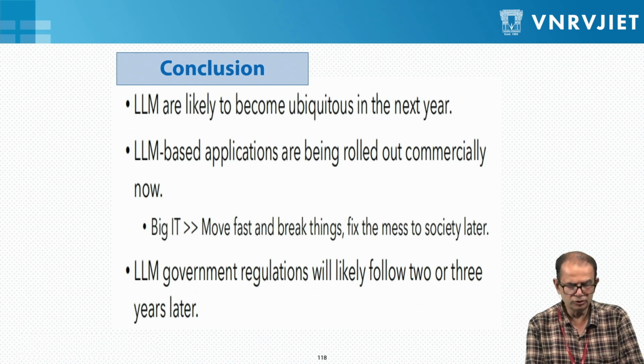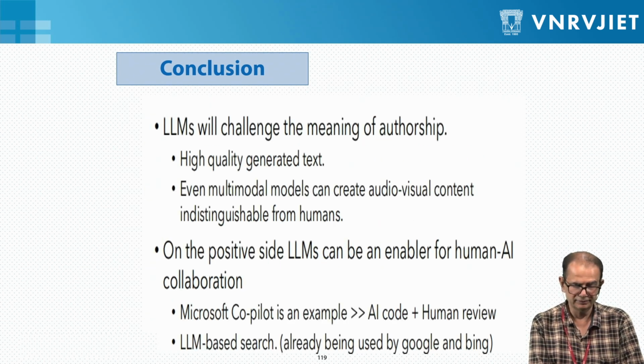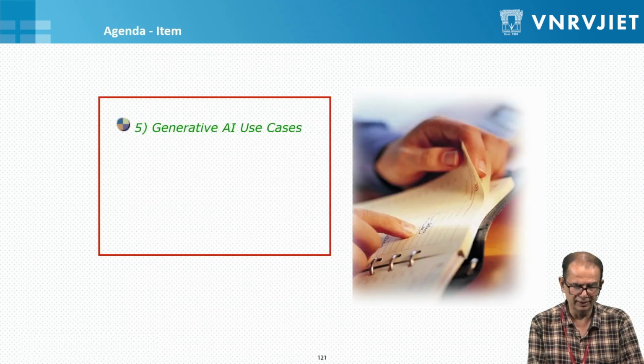So the conclusion is that LLMs are becoming ubiquitous. They are all over the place. Okay, the LLMs are being rolled out commercially. Okay, and we have to get used to it. And there should be government regulations which are likely to follow two or three years later. So this is what it is basically about the LLM.